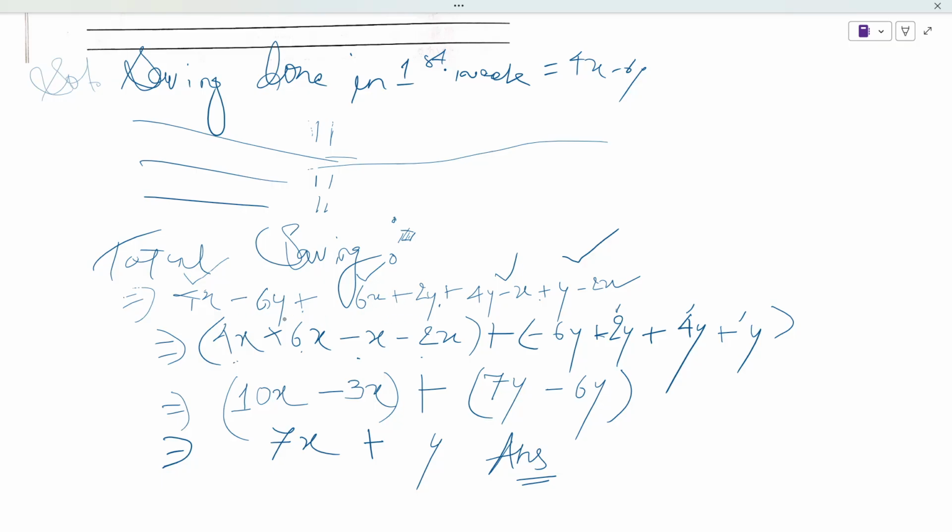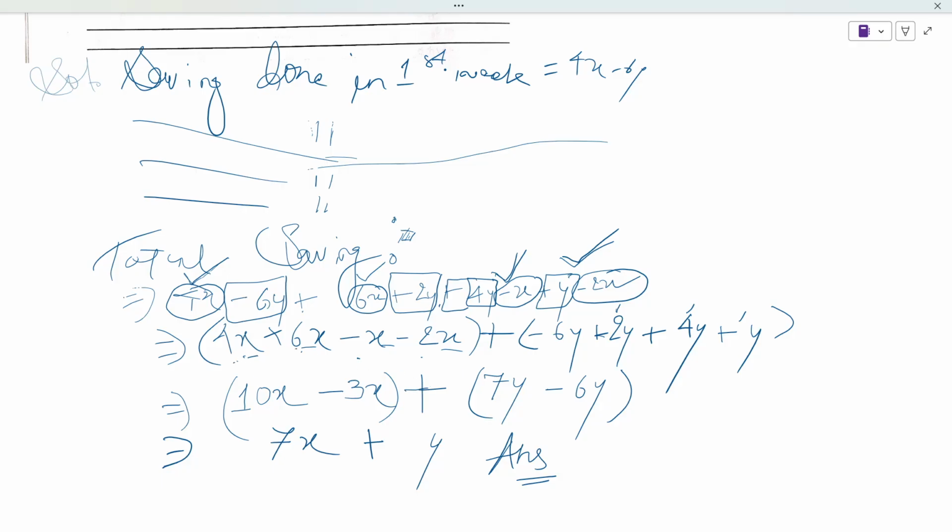and then one of the methods to eliminate any error is to segregate the like terms. So what we see is 4x, 6x, minus x, and minus 2x. These are like terms, so we have written them together in a bracket. And minus 6y plus 2y plus 4y plus y, they are also like terms, so they are written in the other bracket. And the plus sign is there because we have to add.